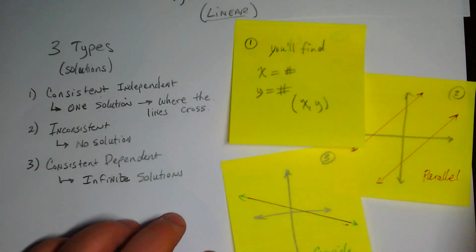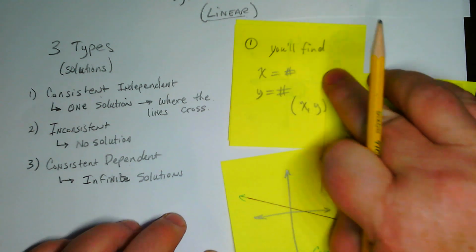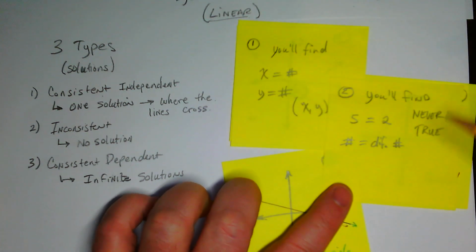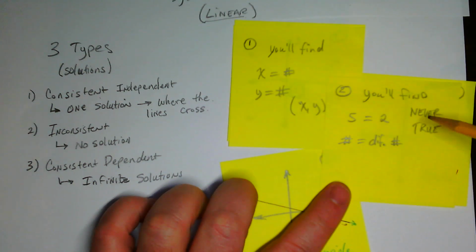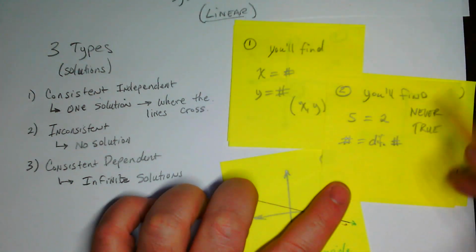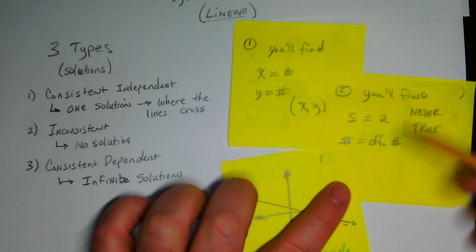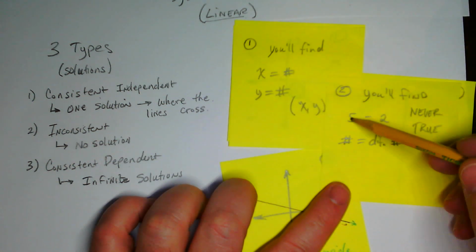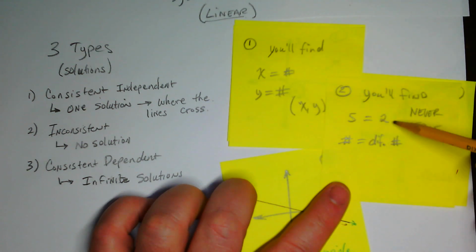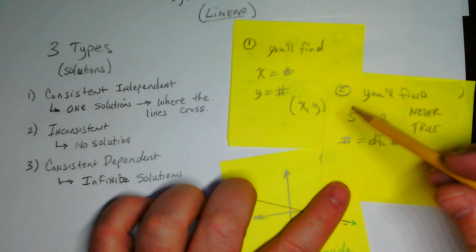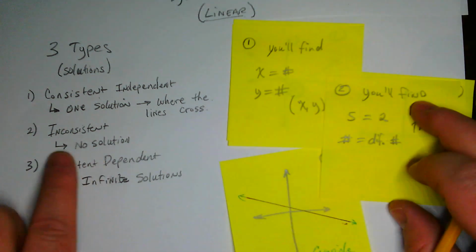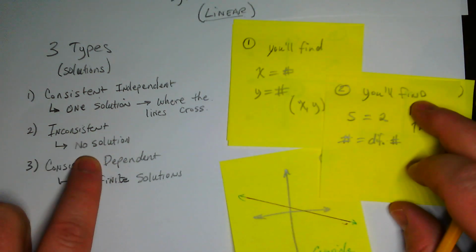That's how it works. But if they turn out that they're parallel, you're going to end up with a statement that's never true. You're going to do all your math, you're going to do everything right, and the variables are going to cancel each other out. They're going to disappear. They're going to make zeros, and you're going to end up with something where you have one number equals another number. That's obviously not true. It's never true. So if you have a number equals another number, those two lines are going to be parallel. They're inconsistent. It's an inconsistent system.